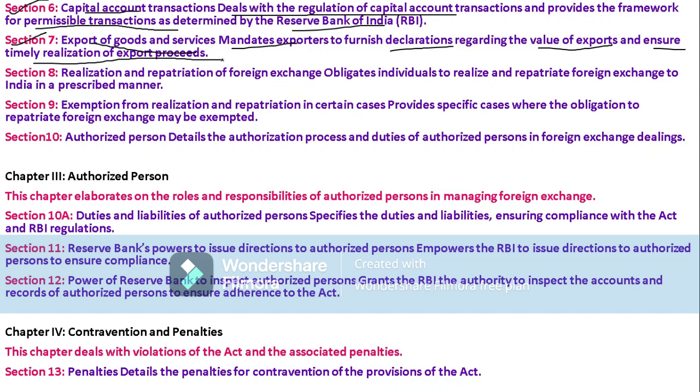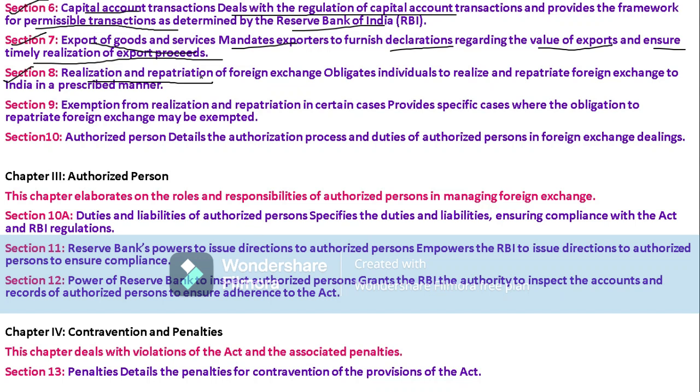So all these aspects will be dealt with in Section 7 of the FEMA Act, Chapter 2. Now Section 8 means realization and repatriation of foreign exchange. Here, realization means the amount we have to get. If we are selling a product, we are getting our amount, that is the realization.